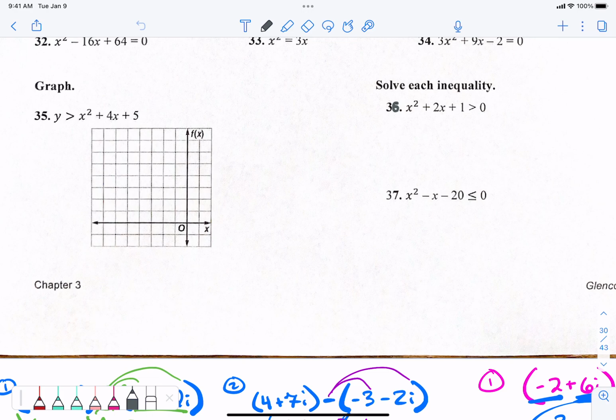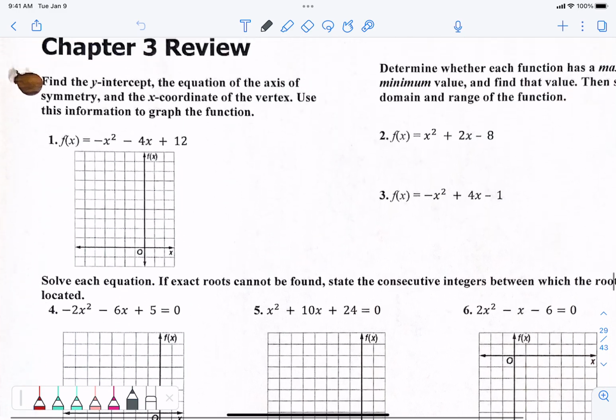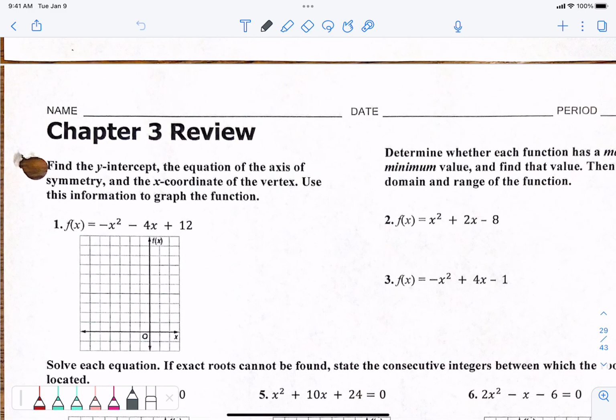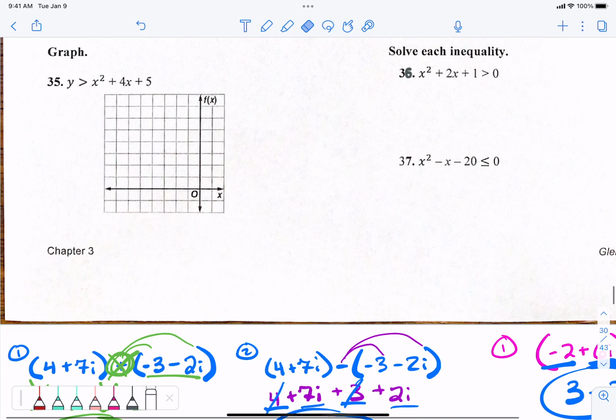Aubrey, we miss you. We are gonna start the review for chapter 3. We're gonna start with the last 3 problems, 35, 36, 37, because that's what we just recently got done doing. And then we're gonna go back to the beginning because this is kind of the same thing but no shading. So the y-intercept, axis of symmetry, x-coordinates, we're going to do all of those things. Those kind of go together a little bit, okay?